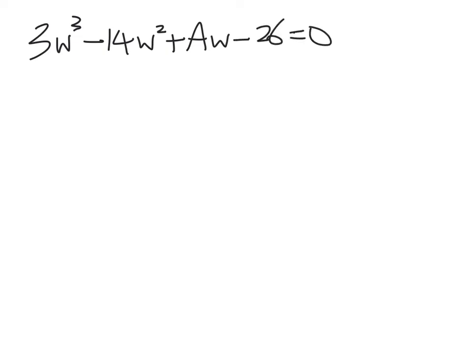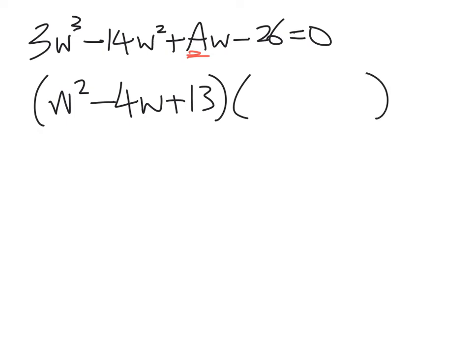Okay, so we're trying to solve this. 3w cubed minus 14w squared plus aw minus 26 equals 0. So we're looking for some different things here. We're looking for all of the solutions, right? And we've got 2 of them. We still need the third. And we're looking for the value of a. But what we can write down now is that w squared minus 4w plus 13 times something equals 0. So we can start matching up coefficients, right? And it's really easy now.